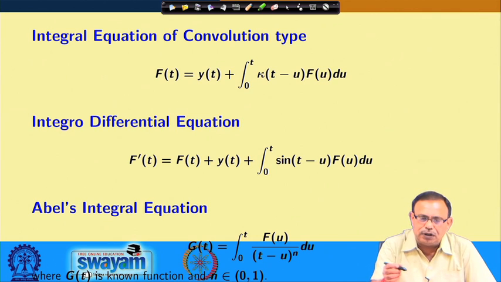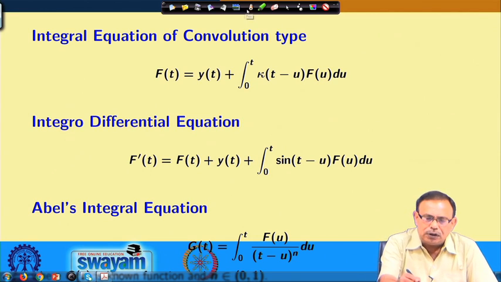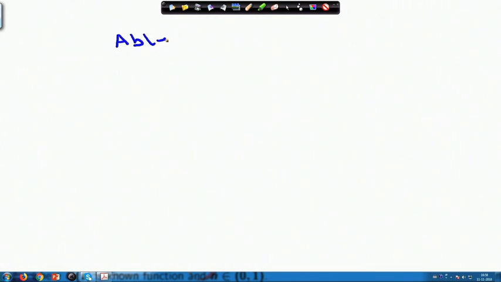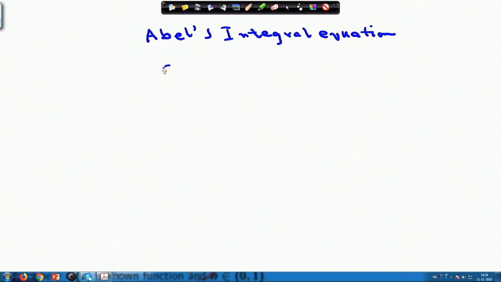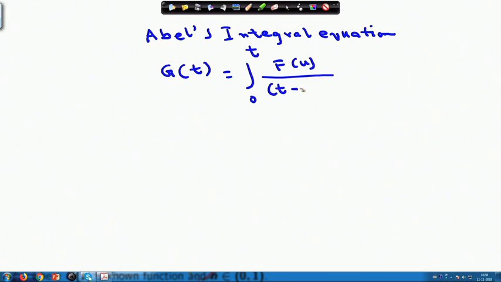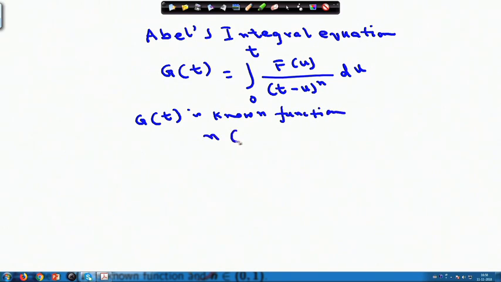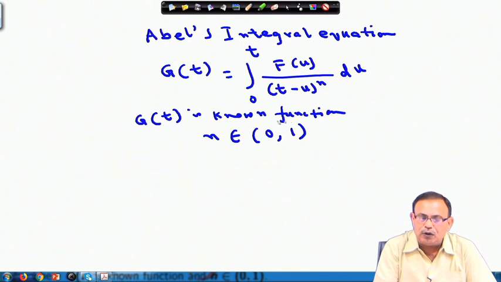This is Abel's integral equation, which is not visible properly, so let us write it down. We may write Abel's integral equation, which takes the form g(t) equals integral from 0 to t of f(u) divided by (t minus u) to the power n, du, where g(t) is a known function and n belongs to (0, 1). Please note that in Abel's integral equation, g(t) is a known function and n belongs to (0, 1), and I have to find the value of f(u).